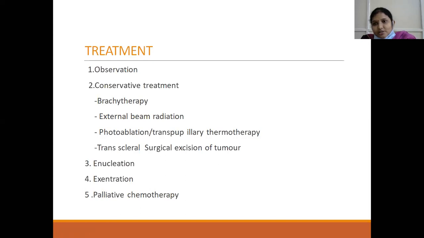In the previous evisceration, we have seen that we are leaving Tenon's, conjunctiva and a part of the sclera and only removing the intraocular contents. That is called evisceration. In contrast, in enucleation, we remove the total globe as a unit. Next is exenteration. When the spread of the tumor is extraocular, then we have to do exenteration. And palliative chemotherapy is reserved for patients with distant metastasis, where we use chemotherapy and immunosuppressive agents to prolong the life of the patient. So that is the treatment of choroidal malignant melanoma.